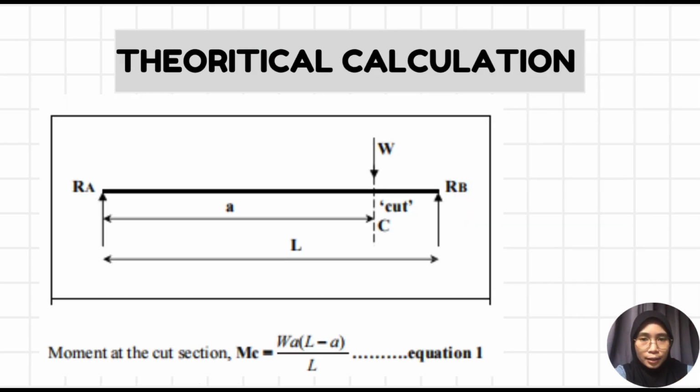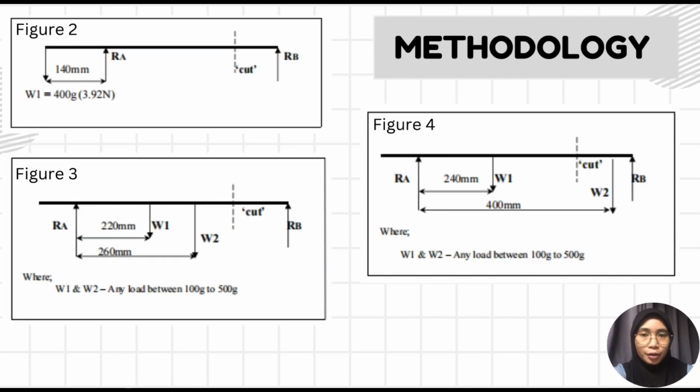To find the theoretical calculation of bending moment, as you can see in the figure above, the formula of moment at the cut section is MC equal to W, the weight in Newtons, and A indicates the length of span from reaction A to the cut section, and L indicates the full length of the span, which is 440 millimeters. For the methodology, there are three cases we do the experiment, as shown as examples in figures 2, 3, and 4.